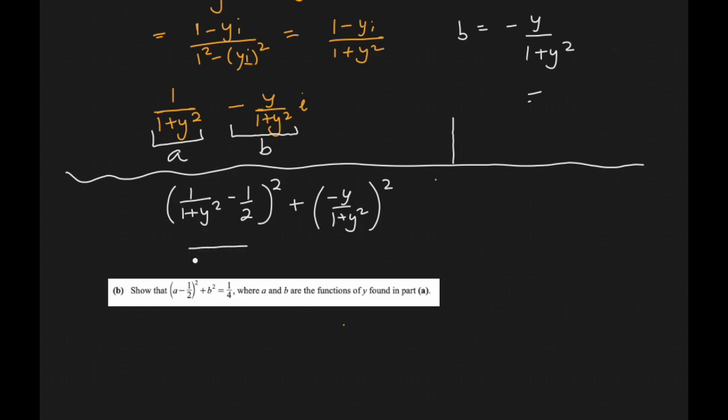Okay, so let's find this one, 1 plus y square times 2. This is the LCM of this, so it becomes 2 minus 2 multiplied by 1 and minus 1 plus y square, and plus we can square this one straightforwardly, because this minus y square will be positive y square over 1 plus y square.